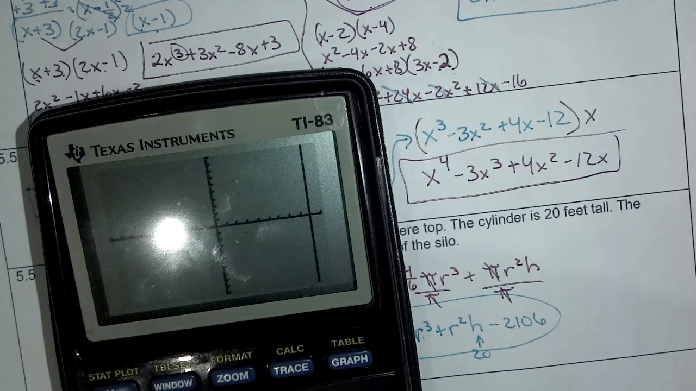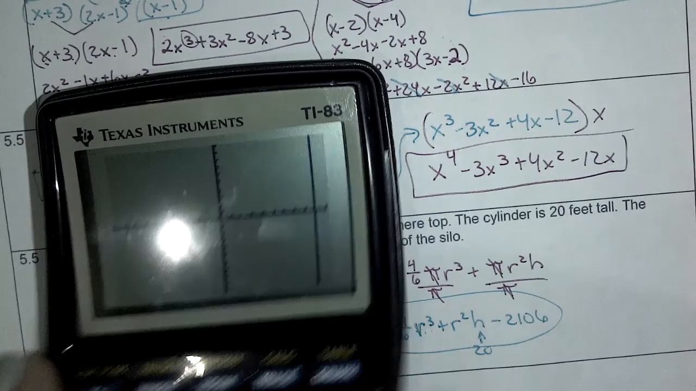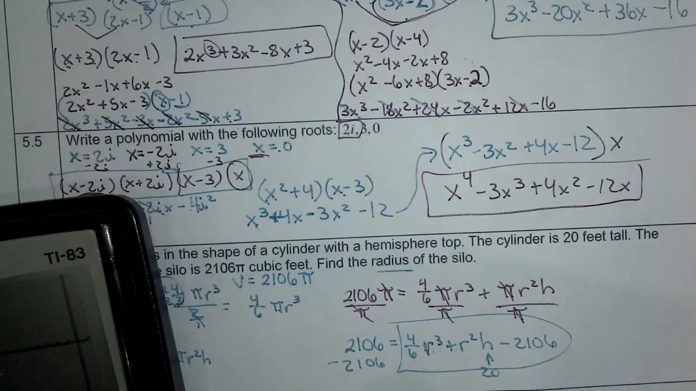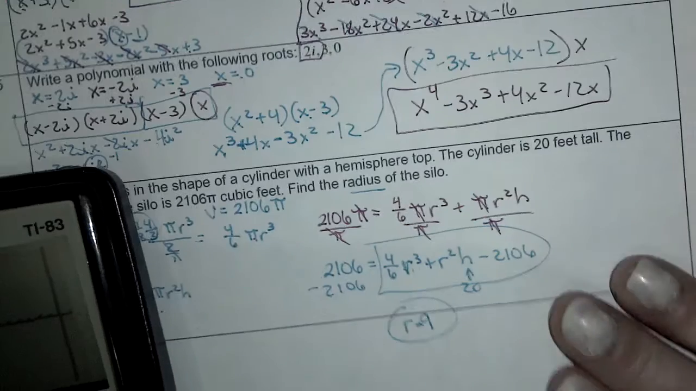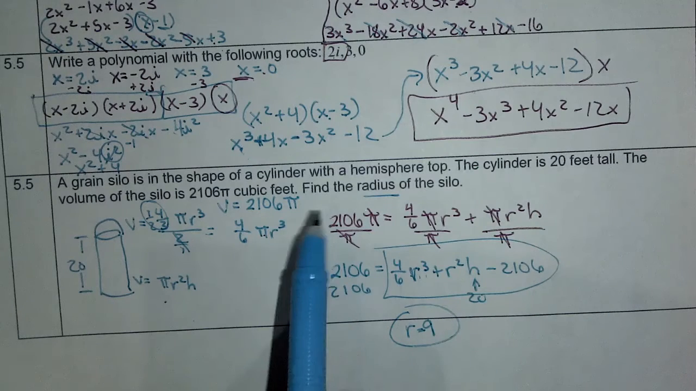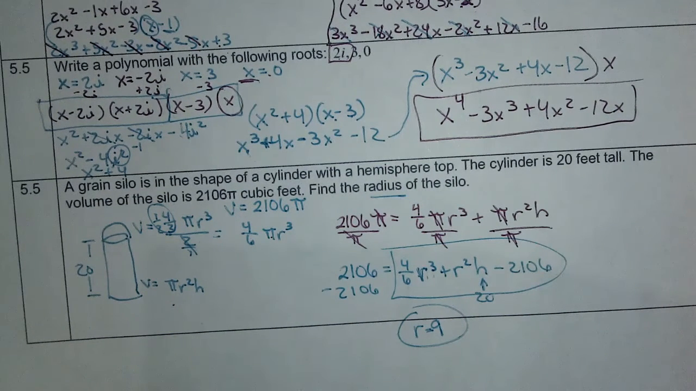Just from looking at the graph, I can see that I have a 0 or a root at 9. So then I know that my r is going to equal 9. Then I could go on ahead and do the synthetic division just to solve it and show the work, if I was asked to show the work. But the big thing here was getting this polynomial set up.